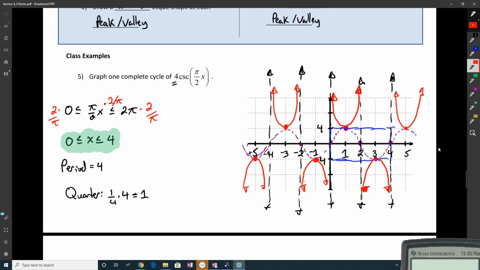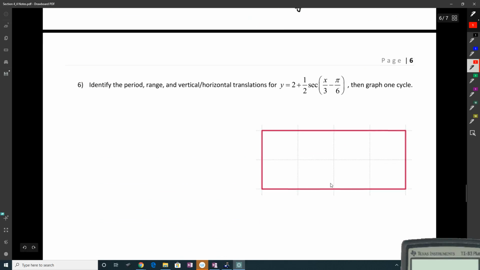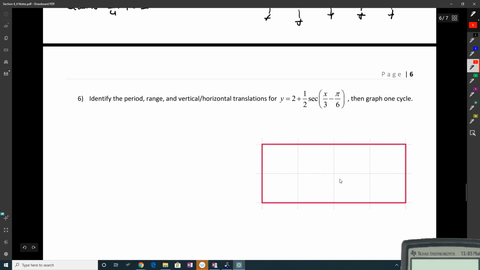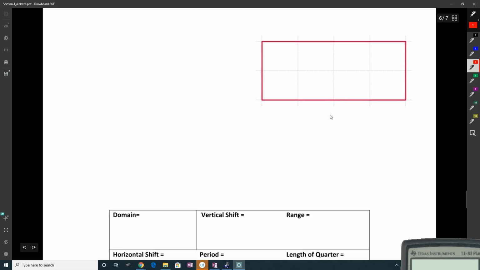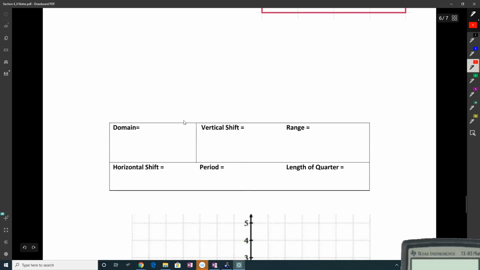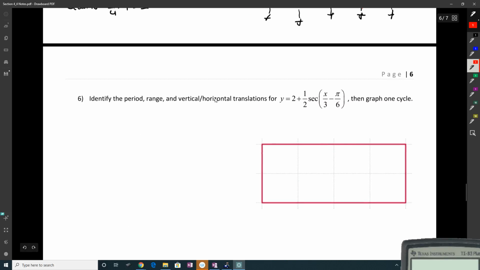All right, so that is cosecant. Let's do an example for secant. So identify the period, range, vertical and horizontal transitions for this one. Notice this one's a little bit harder, and I want to find a bunch of information about it. So let's go ahead and do it.